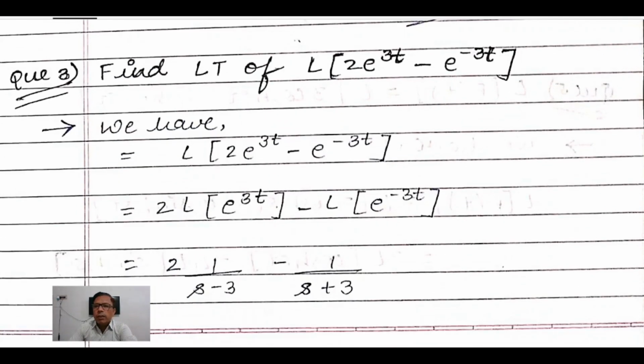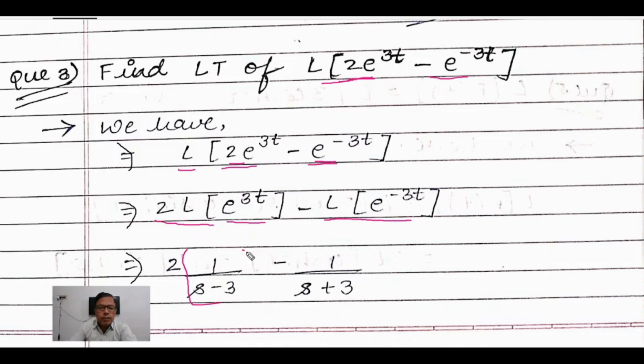Find Laplace of 2 e power 3t minus e power minus 3t. So the given question is Laplace of 2 e power 3t minus e power minus 3t. By the linearity property we have twice Laplace of e power 3t minus Laplace of e power minus 3t.